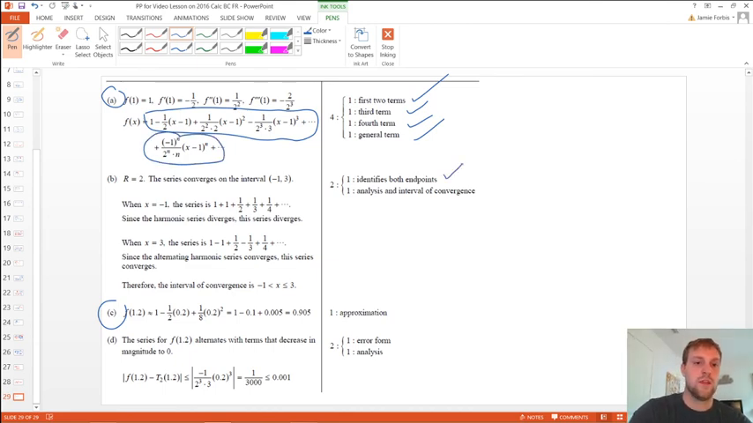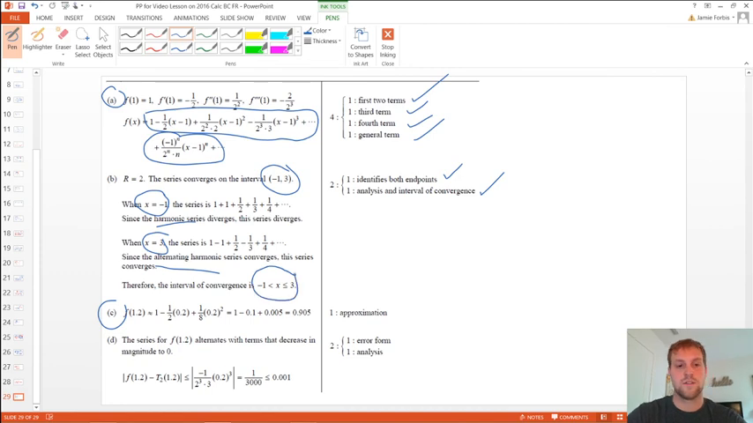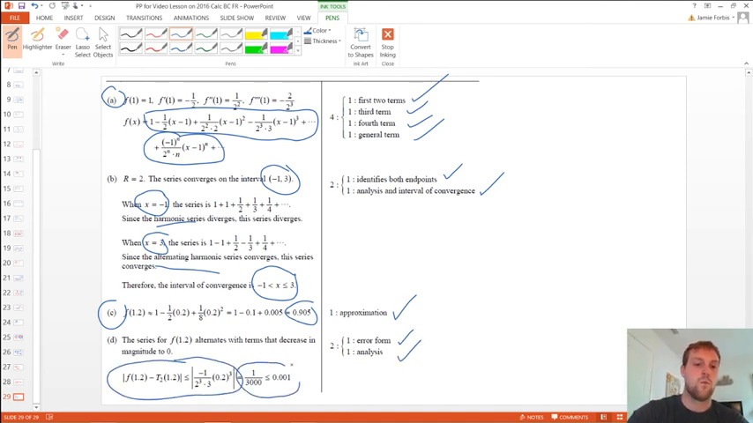Identifying both endpoints for B to be -1 and 3, and that's just taking my center and adding and subtracting 2. And then the analysis of the intervals of convergence. So testing x equals -1 and x equals 3, and they discussed harmonic and alternating harmonic series, and they got the same intervals as us. Part C, we got the approximation to be 0.905, just using the first 3 terms from part A. And D, we did the error bound, which was the alternating series error bound. And then the analysis is the fact that 1 over 3,000 is less than 0.001.